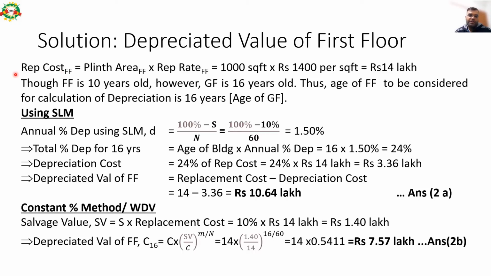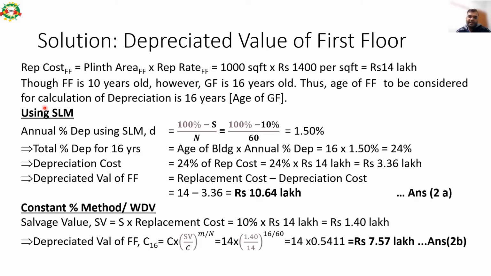Here first of all we have to calculate replacement cost new, RCN, of the first floor, because plinth area and replacement rate of the first floor have been given in the question. 1000 square feet is the plinth area or built up area of the first floor, multiplied by 1400 rupees per square feet, the replacement rate for the first floor. That means total replacement cost RCN of the first floor is equal to 14 lakh rupees. So first of all we have to calculate this value.